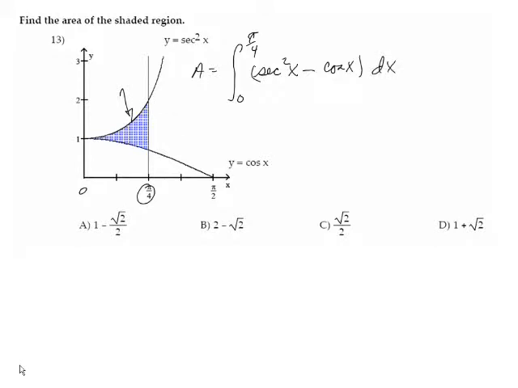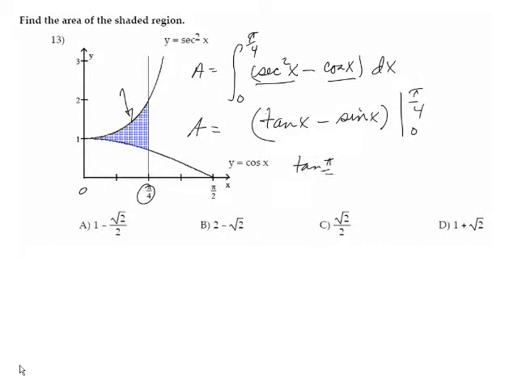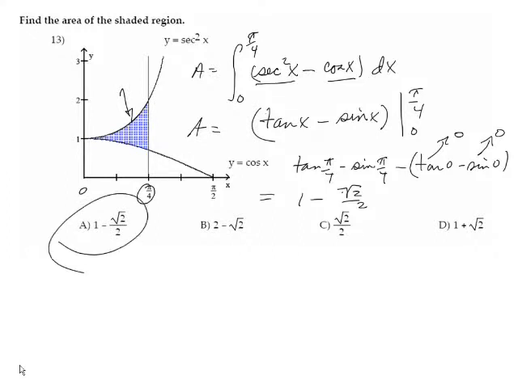dx. So we need to take the antiderivative of secant squared of x, which is tangent of x, and the antiderivative of minus cosine of x is minus sine of x, and evaluate that between 0 and pi over 4. So we get tangent of pi over 4 minus sine of pi over 4 minus tangent of 0, which by the way is 0, minus sine of 0, which is 0. So the simple answer is 1 minus the square root of 2 over 2, which is answer A.